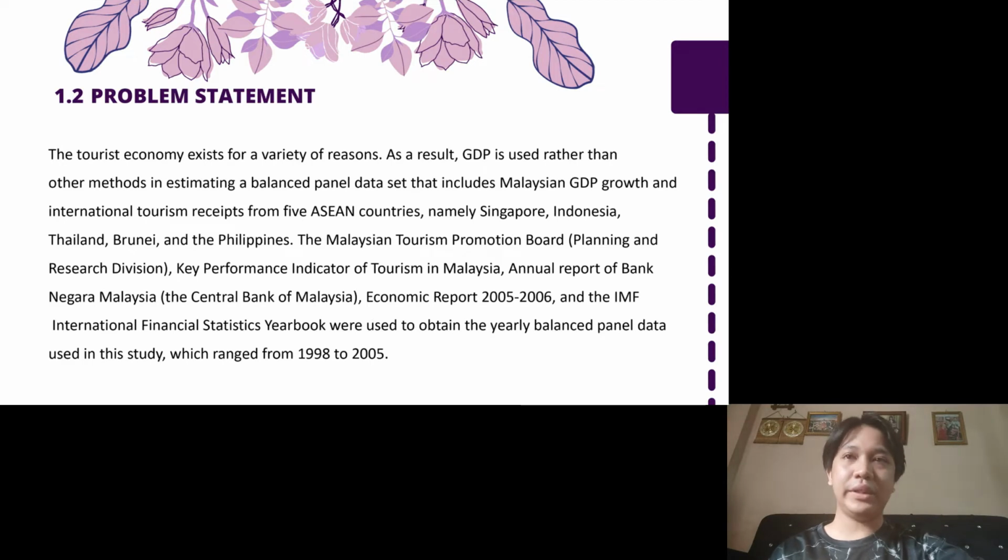Next, problem statement. Based on the research, the tourist economy exists for a variety of reasons. As a result, GDP is used rather than other methods in estimating a balanced panel data set that includes Malaysian GDP growth and international tourism receipts from 5 ASEAN countries, such as Singapore, Indonesia, Thailand, Brunei, and Philippines.